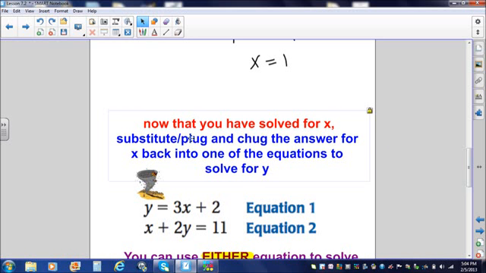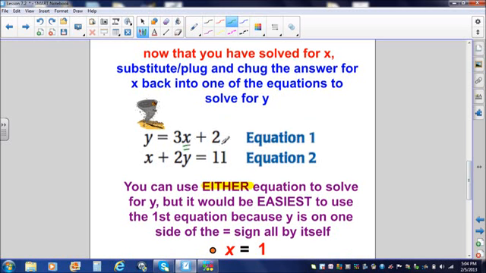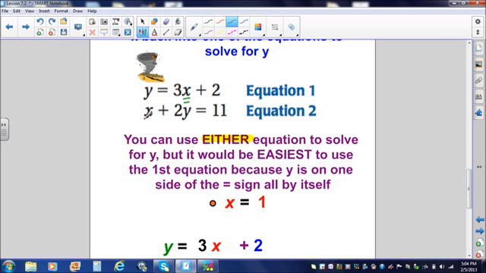Now that we solved for x, we're going to substitute, or plug and chug, the answer that we got for x back into one of the equations. So your choice, you can take 1 and put it back in for x here, or you can take 1 and put it back in for x here. It doesn't matter. You can choose either equation to solve for y, but I think it'd be easiest to use the first equation, equation number 1. Why am I going to use equation number 1? I think it's easiest because if you notice, my y, or my tornado, is already all by itself.